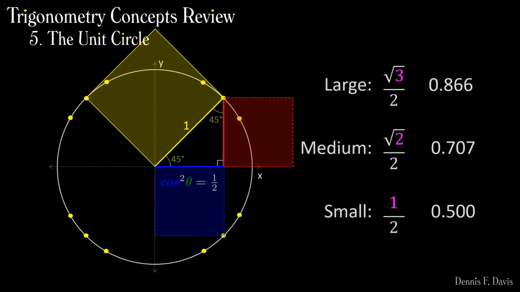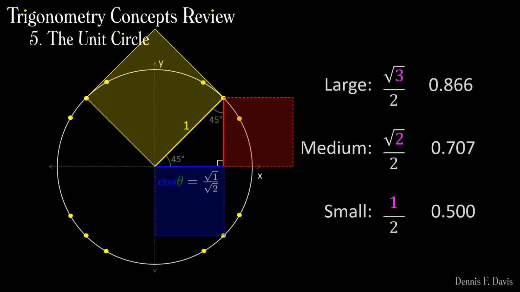Its area is 1/2, and its area is also the square of cosine theta. So cosine squared theta equals 1/2. To find cosine theta, not cosine squared theta, we take the square root of both sides, so cosine theta equals the square root of 1/2. We need to tidy up this expression, so let's distribute the radical to the numerator and denominator and simplify to 1 over square root of 2.